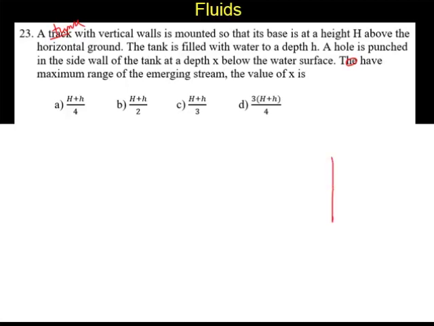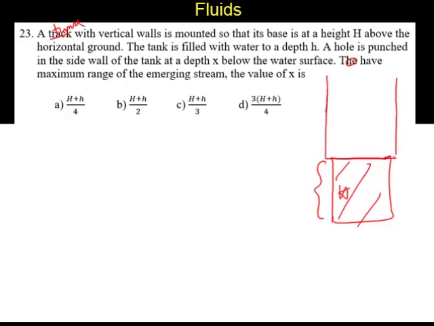A base has been made of a height, capital H. On this a tank has been mounted and it is filled with water. A hole is made at a depth of x. Then water comes out. Now what is the condition for the maximum range?